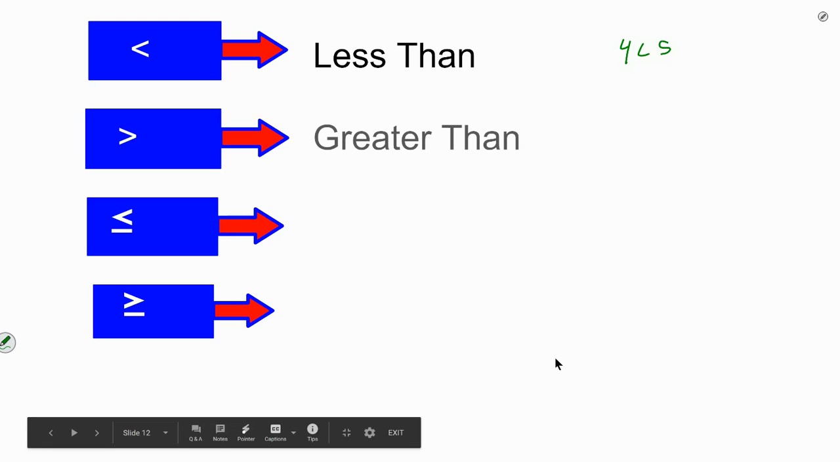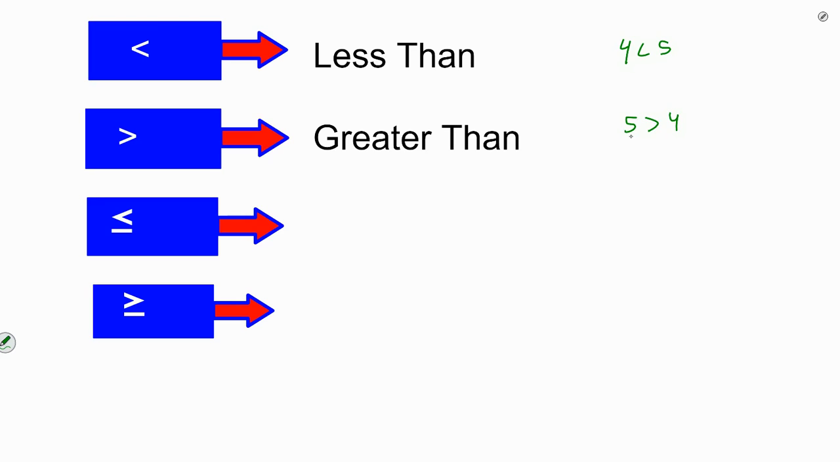So first of all, with inequalities, we have four. So we have the less than sign. So we would say something like 4 is less than 5. We have greater than. So we could say something like 5 is greater than 4, which is the same statement, it's just flip-flopped. We would also say less than or equal to.